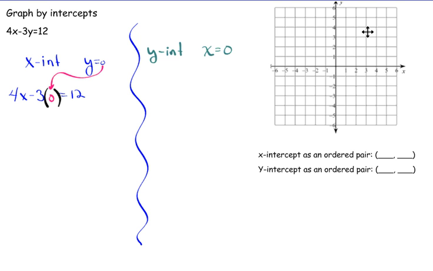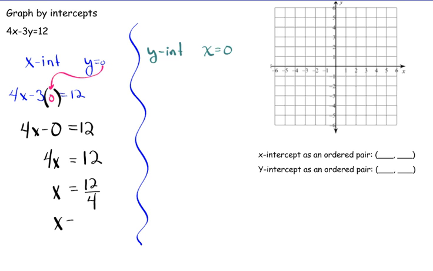And I am going to solve a little tiny mini equation. 4x minus 3 times 0. Well, 3 times 0 is 0 equals 12. Okay, so 4x minus 0 is still just plain old 4x. And I have a one-step equation, y'all. And I can use my one-step equation rules. So my x-intercept, x is 3 and my y is 0.